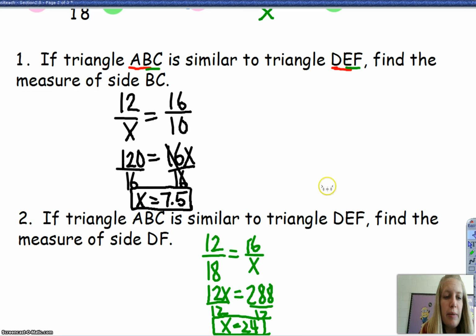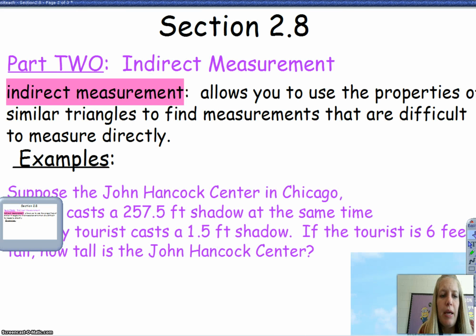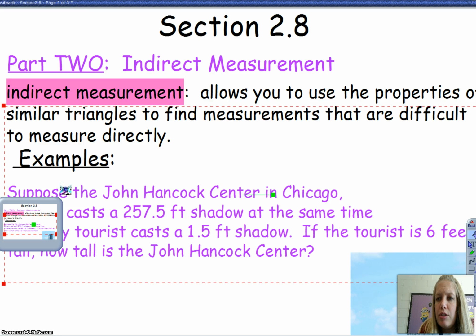All right, so let's do some indirect measurement. Hold on, it's loading. Here we go. Okay, indirect measurement allows you to use the properties of similar triangles to find measurements that are difficult to measure directly.